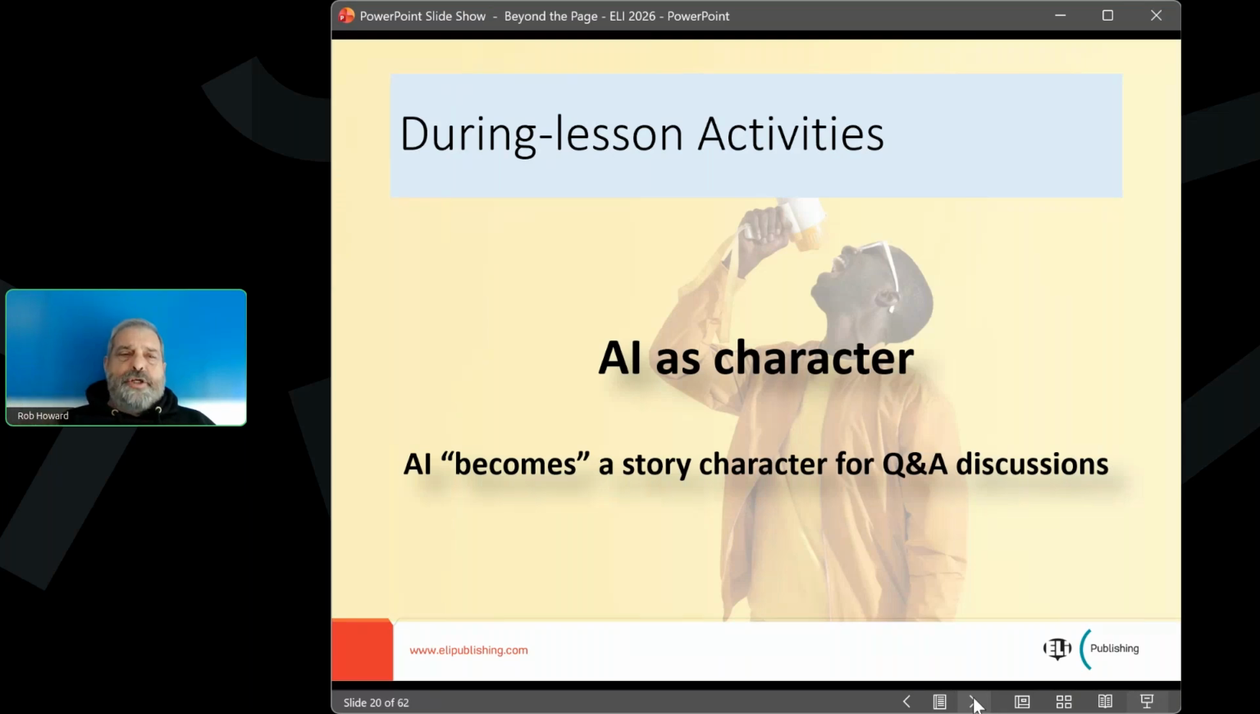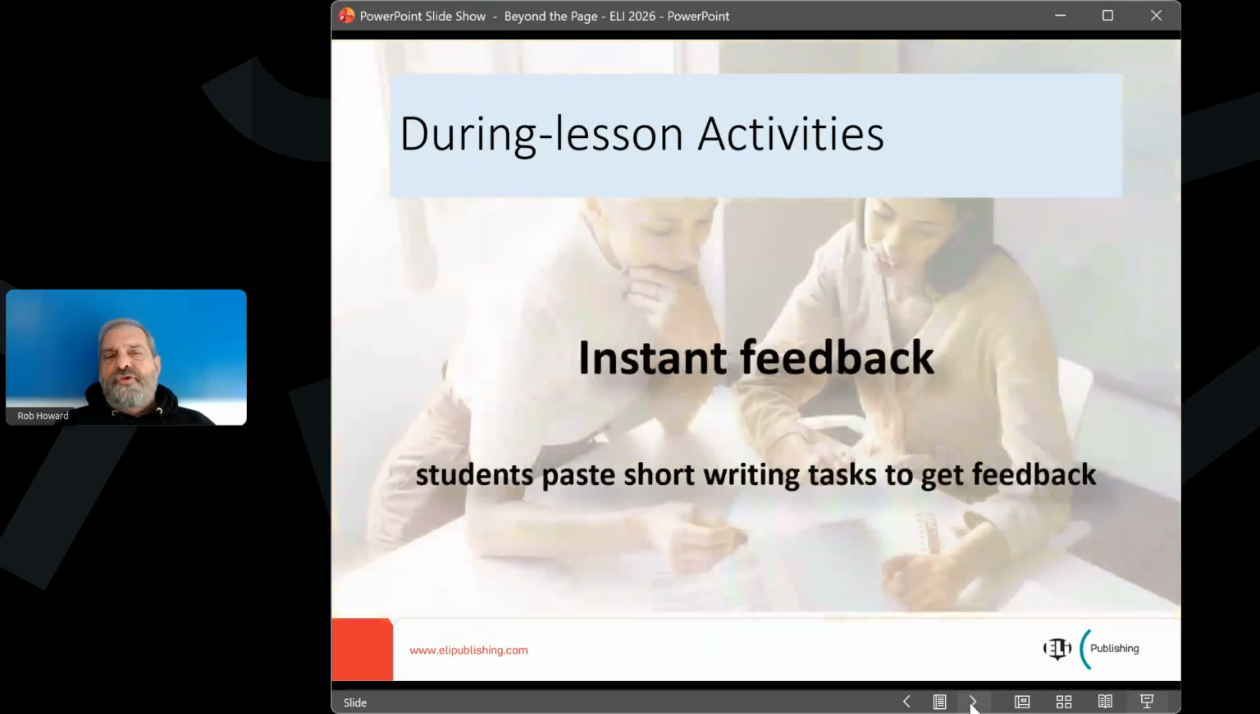AI as a character. Now, what you can do, and this is something that I would do, is write up a prompt making AI into a character. And basically, it becomes part of a story, and the students have to ask questions of the AI bot to find out more information. This can get very elaborate, but it can be very fun and very valuable. Start working slowly.